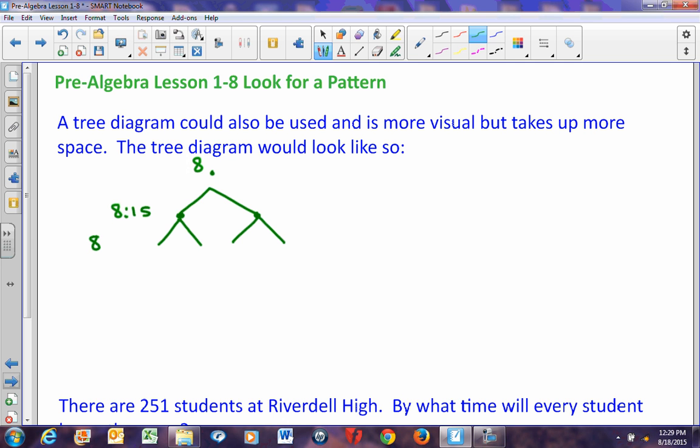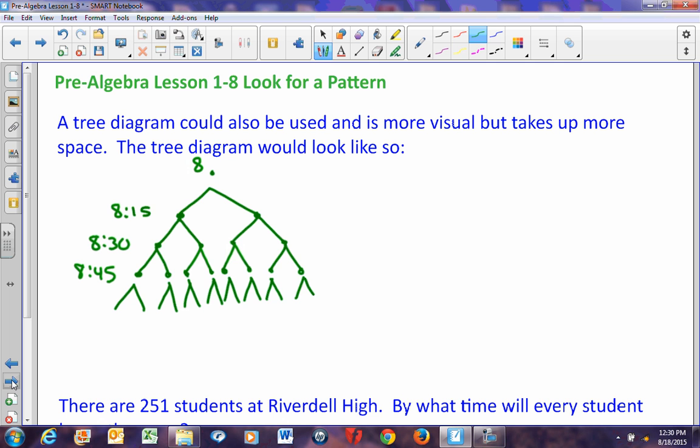So at 8:30, we have this many people. And then those 2 people each tell 2 people. This person tells 2, this person tells 2, this person tells 2, this person tells 2. So at 8:45, we have 1, 2, 3, 4, 5, 6, 7, 8 people that know the story. And each one of those people tells 2 people. This one, this one, this one, this one, this one, this one, this one, and 2 from this one.